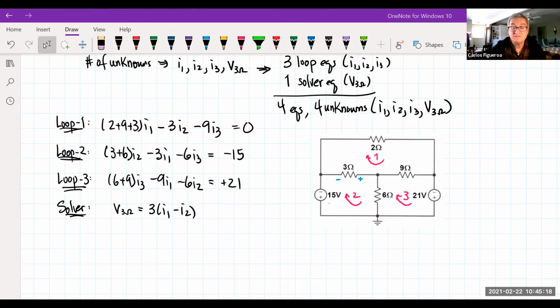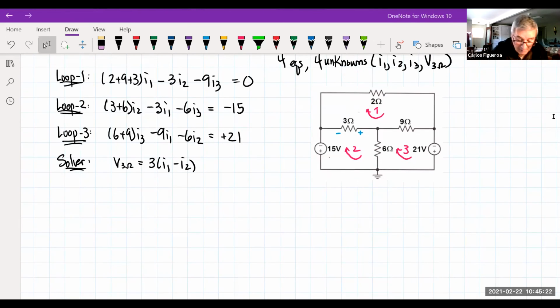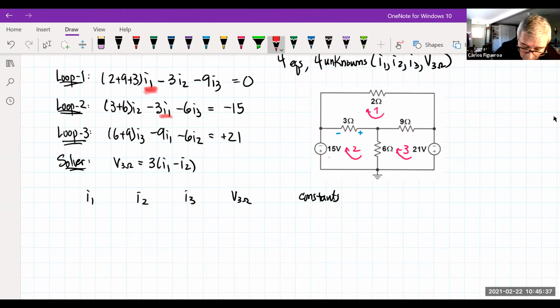So if I'm going to matrix this guy up, what does it look like? Well, I'm going to set up my I1, I2, I3, V3, and then my constants. So here I go. I'm going to focus on I1. Everywhere I see I1, I've got to add it in. So then I come in and I go, it's 2 plus 9 plus 3.